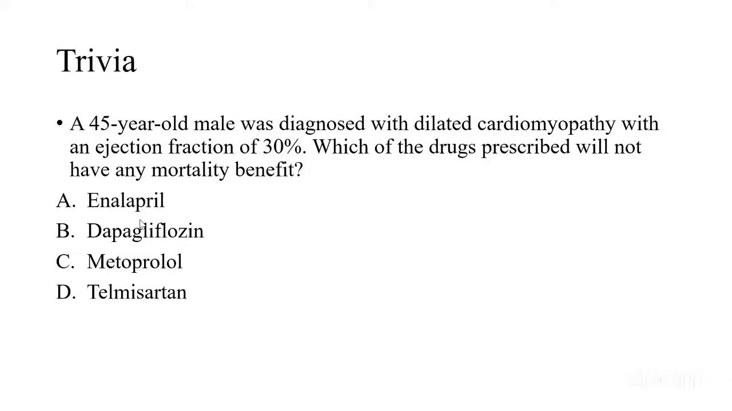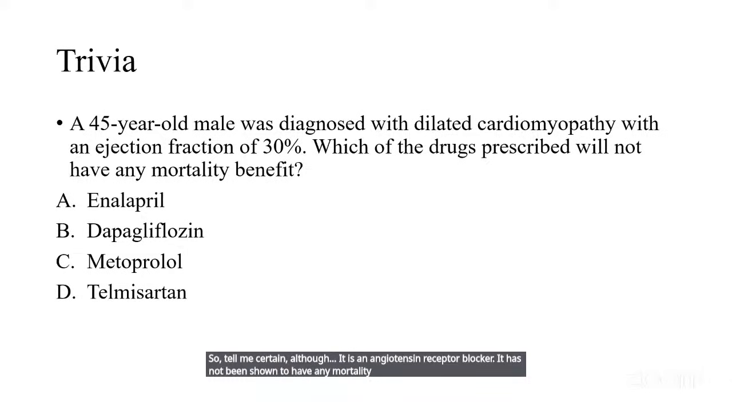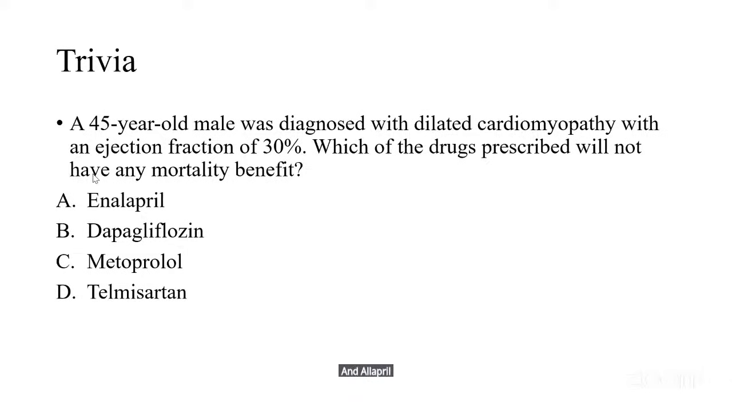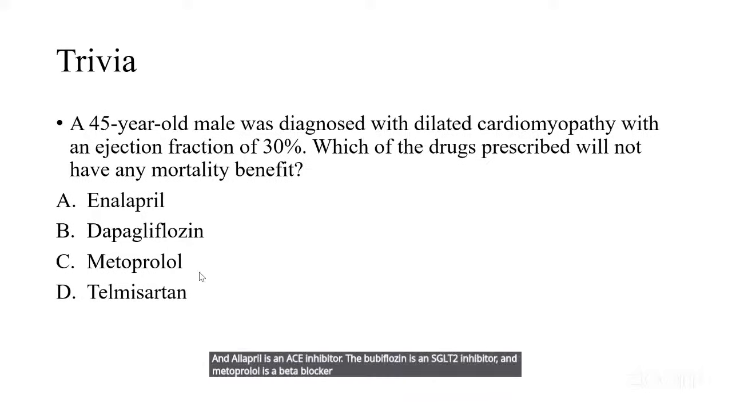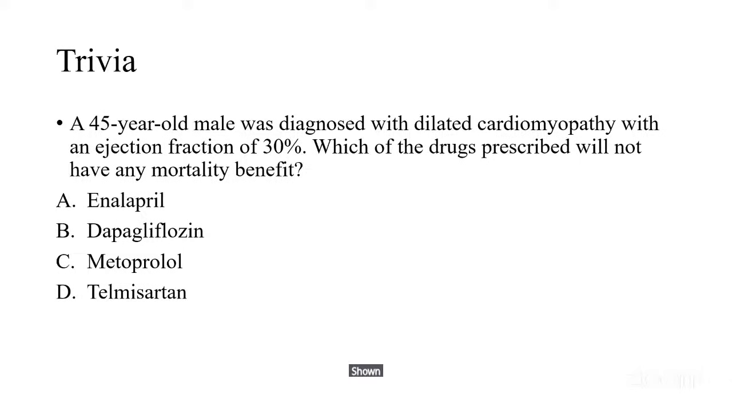Okay, so I have the results. Most of them have answered it correctly. Telmisartan, although it is an angiotensin receptor blocker, has not been shown to have any mortality benefit. Enalapril is an ACE inhibitor, dapagliflozin is an SGLT2 inhibitor, and metoprolol is a beta blocker. All these three drugs have been shown to have mortality benefit in chronic heart failure.